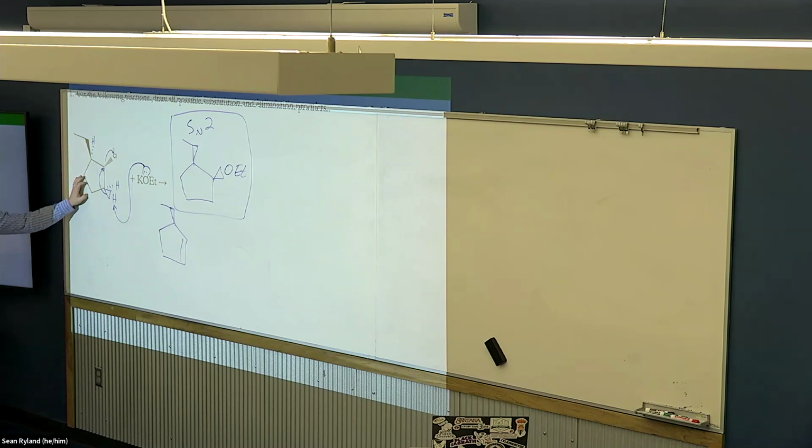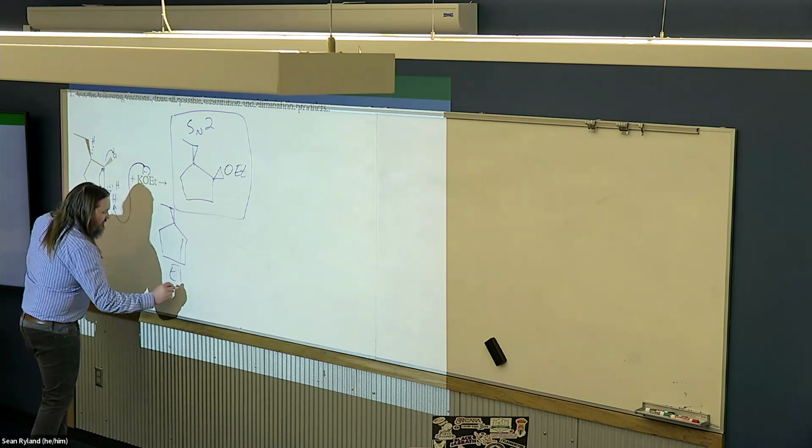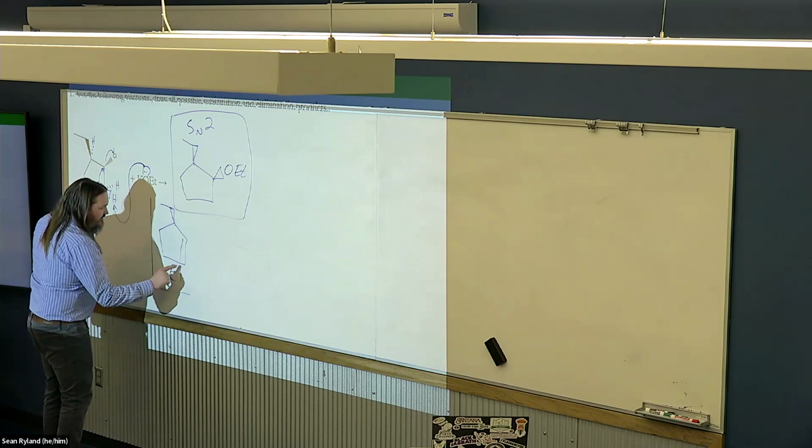But because of the ring structure, that creates what's called a hindered rotation or a restricted rotation. Even though these are sigma bonds we would normally be able to rotate however we want, the ring structure prevents that. So then here's our E2.